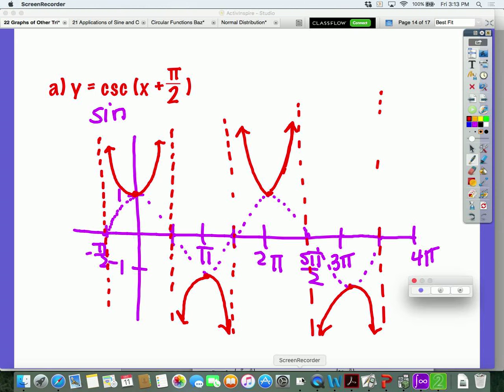I'll probably do one secant one before I post the video, and so you'll see a secant one there. Just to make sure, the asymptotes are on the x-intercepts on both of them? On both of them, yes. For secant, my purple dotted line graph would have been the graph of cosine. But the same types of transformations I would still apply. Others?